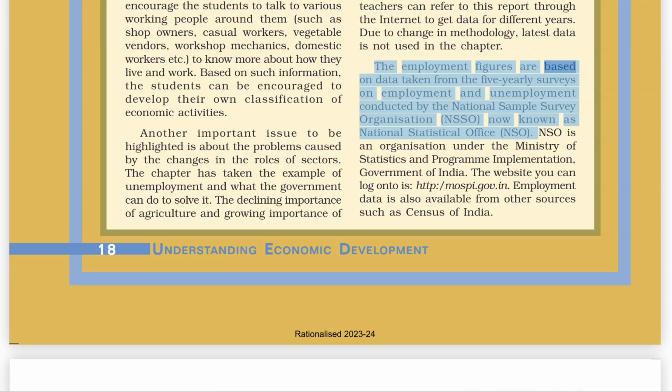The employment figures are based on data taken from the 5-yearly surveys on employment and unemployment conducted by the National Sample Survey Organization (NSSO), now known as National Statistical Office (NSO).